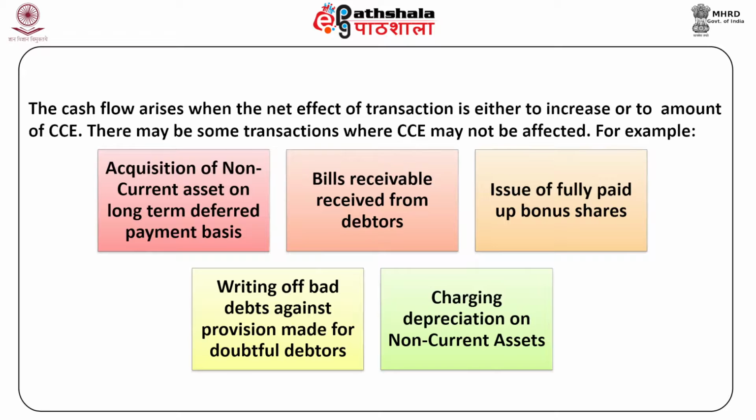There may be some transactions where CCE may not be affected. For example, number 1, acquisition of non-current asset on long-term deferred payment basis. Number 2, bills receivable received from debtors. Number 3, issue of fully paid up bonus shares. Number 4, writing off of bad debts against provision made for doubtful debtors. Number 5, charging depreciation on non-current assets.